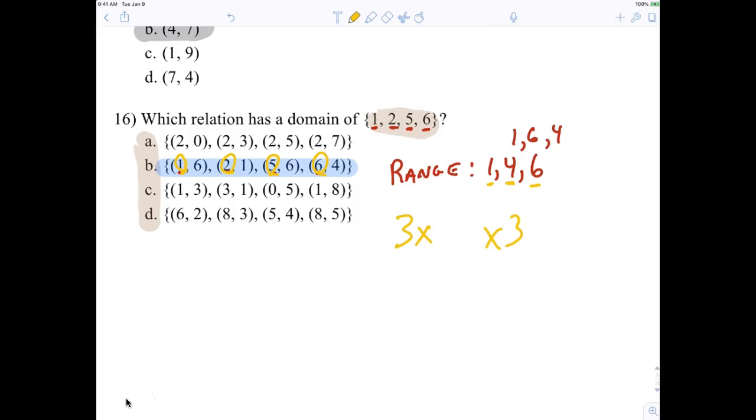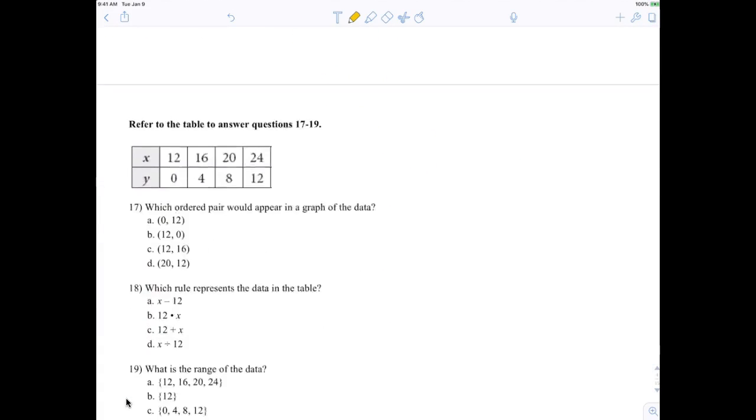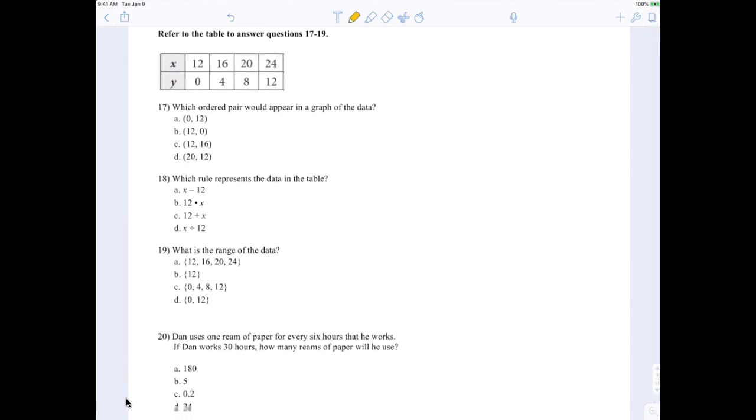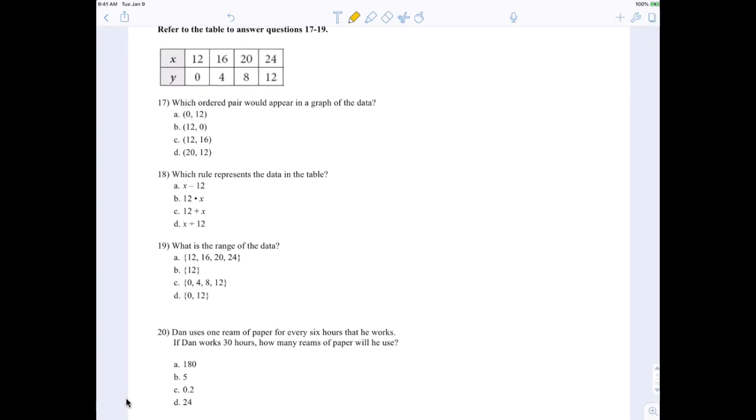All right, let's take a look now at 17. Some of my kids earlier had a little bit of problems with this. Let's see how good you guys are at this. Which ordered pair would appear in the graph of the data? B, 12, 0. I'm happy with that, right? Now, how do we know 12, 0? Because there's an X value and then a Y value.